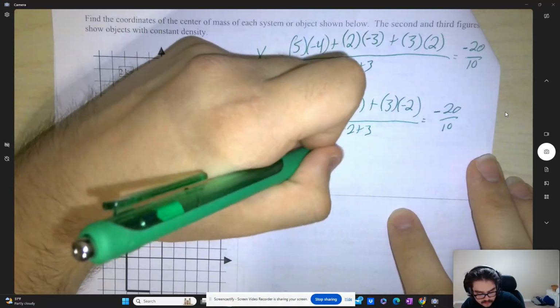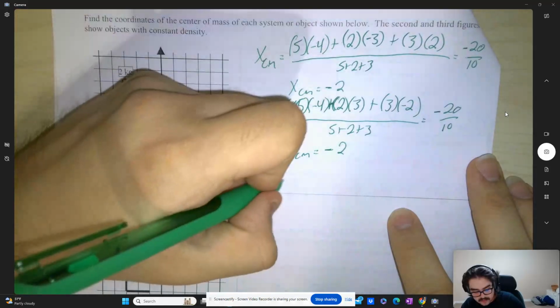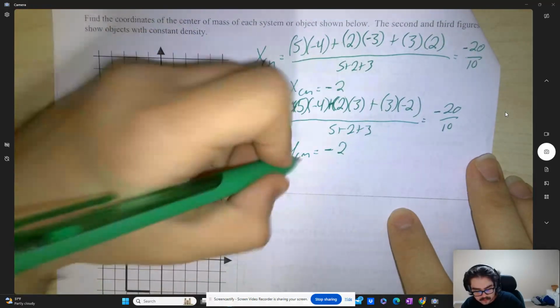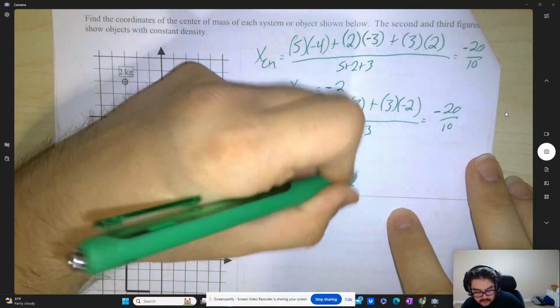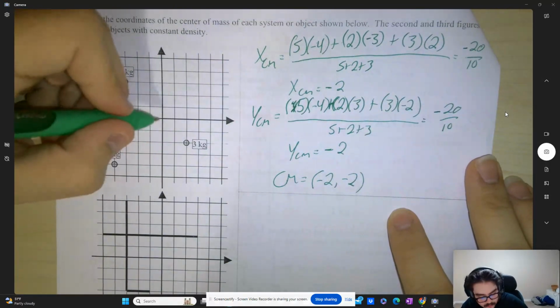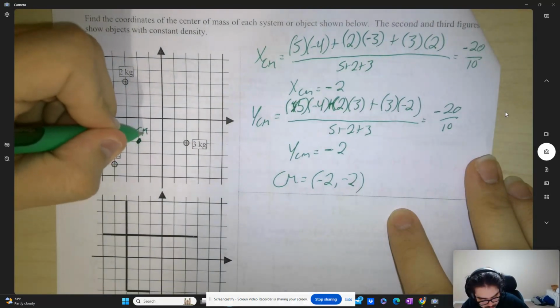So we've officially been able to derive where our center of mass is. So if I do, what is it? I'm just going to do CM would be at -2, comma -2. So -2, -2. Boom. There's my center of mass of the whole system.